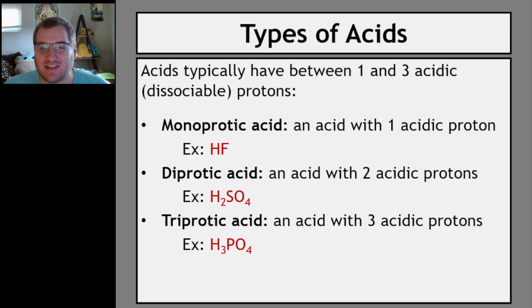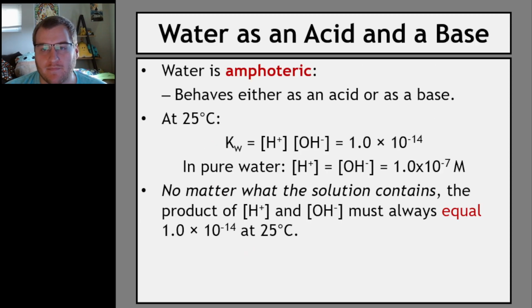A diprotic acid has 2, like H2SO4. That means it can actually act as an acid twice. It can lose its first H, and then its leftover would be HSO4 minus, which can lose another H as well. And a triprotic acid has 3 acidic protons that can all be lost in series. We'll talk about those very little, but mainly monoprotic acids are what we care about.